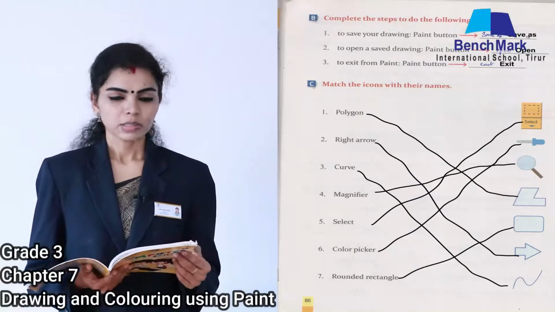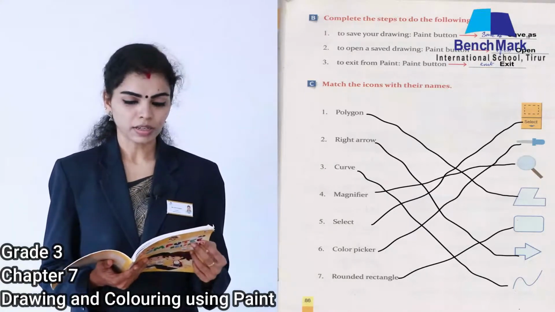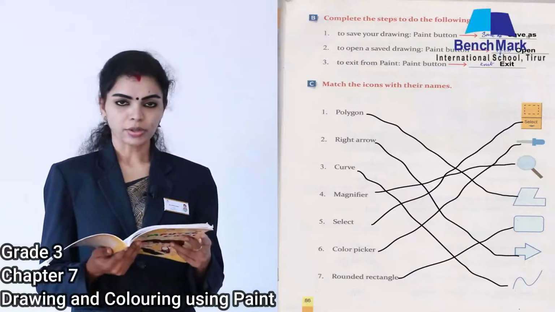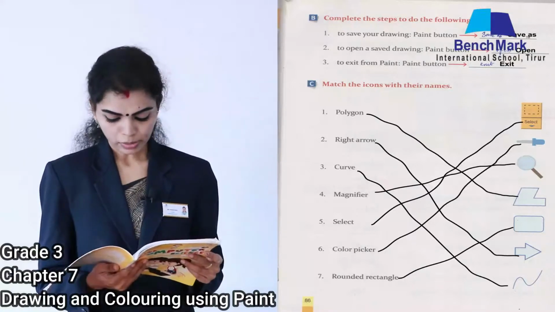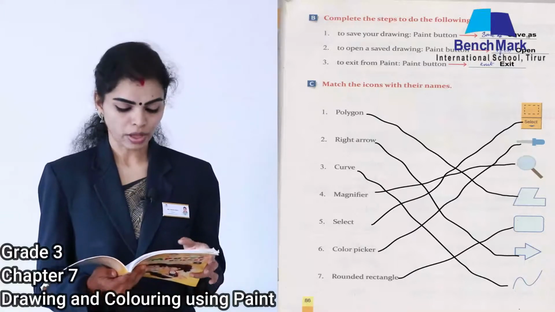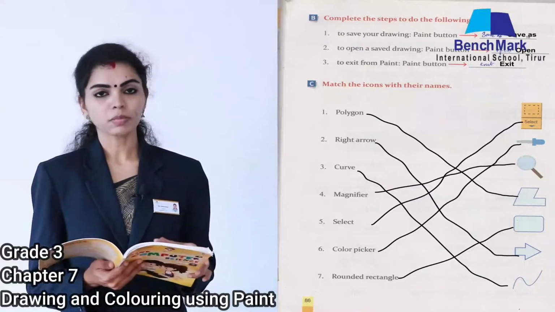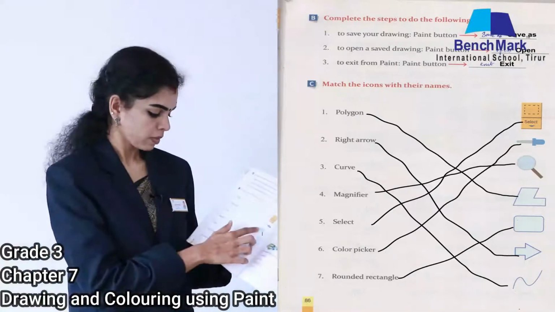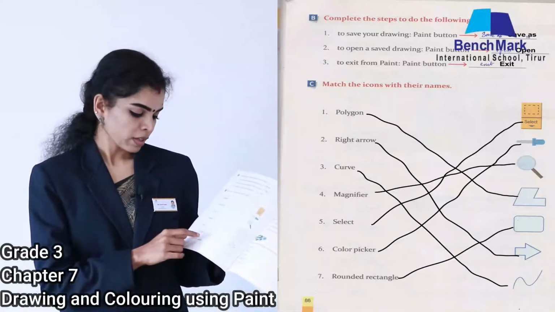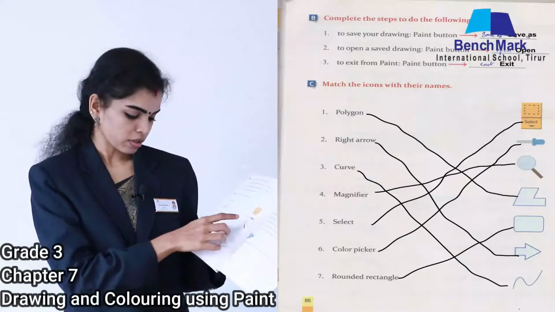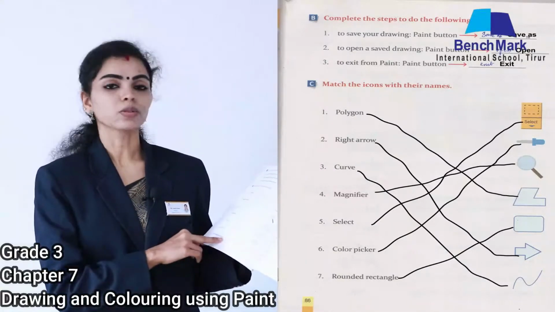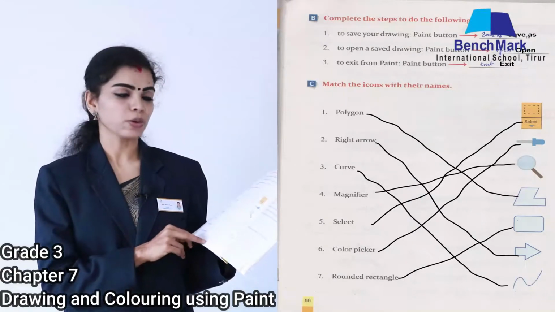Okay. The next one is match the icons with their names. The first one is polygon, so you need to mark it to the polygon that you have. Next one is right arrow, so you need to mark it to right arrow. Curve, you need to mark it to the curve that you have. Magnifier, you need to mark it to the magnifier that is here. Then select, for selecting you need to mark it to the select that you have. Then color picker, you need to select the color picker that you have. Rounded rectangle, you need to select the rounded rectangle that you have. I hope it is clear to you all.